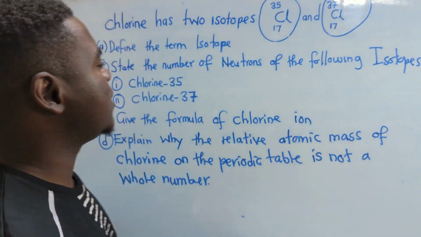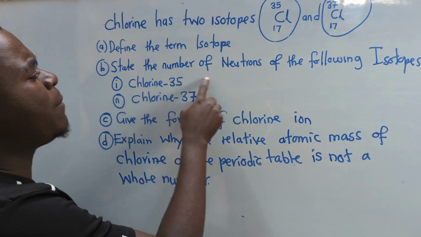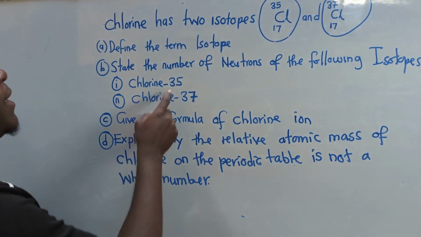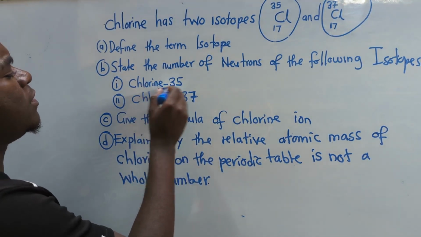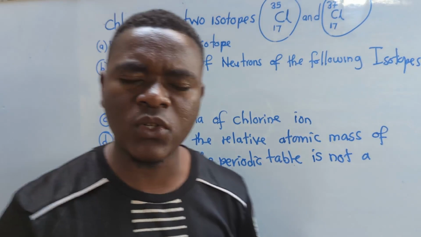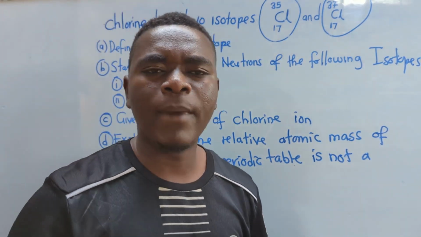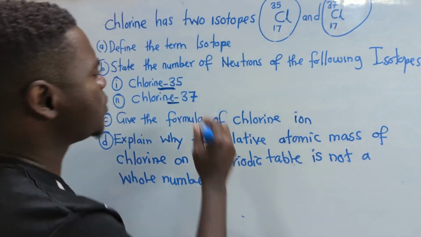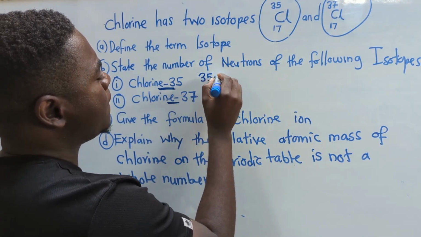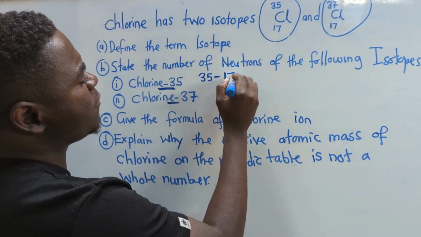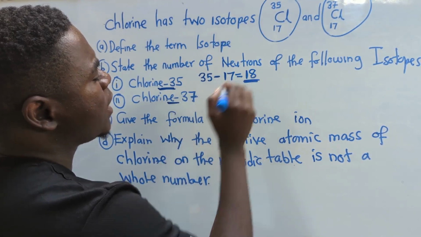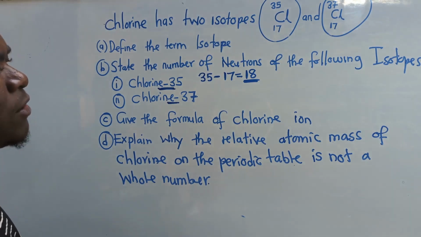Now we've got another question saying state the number of neutrons of the following isotopes. They want us to state the number of neutrons in this isotope and in that isotope. How then do we find the number of neutrons? You just say mass number minus proton number. So for this one, 35 minus 17. What answer are you going to get? You are going to get 18 as your answer.